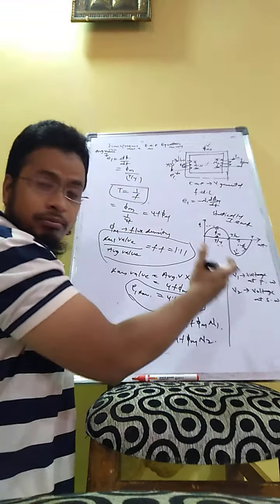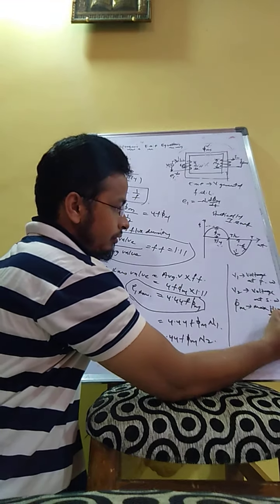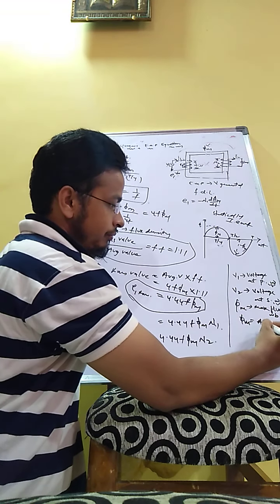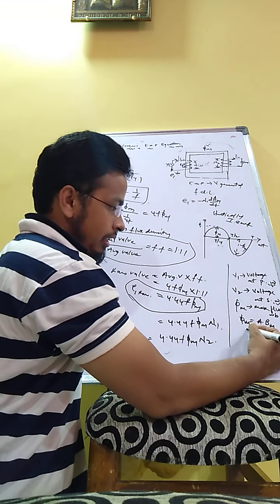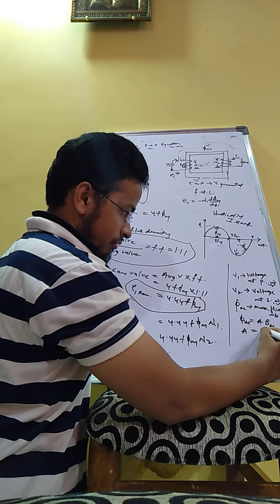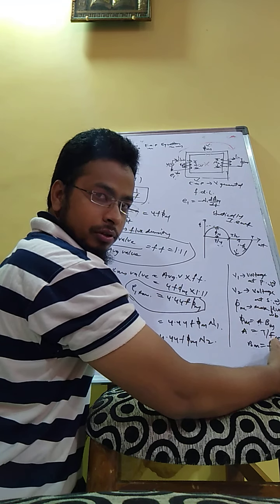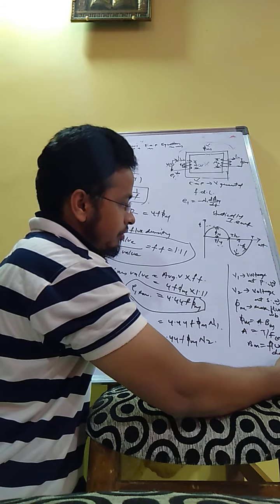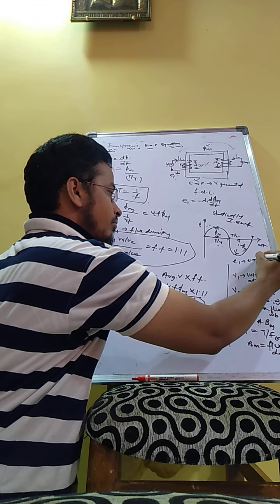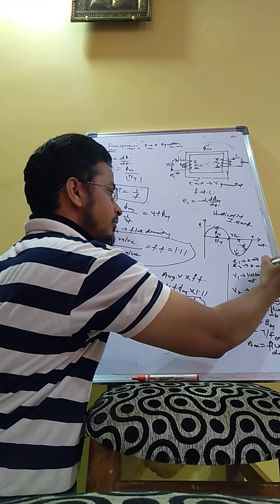Next, phi m is the maximum flux, and its unit is Weber, and volts here. Phi m equals A into Bm, where A is the area of the core. This is the transformer core, and the area is A. And Bm is your flux density. E1 is the induced EMF in the primary winding, and E2 is the induced EMF in the secondary winding.